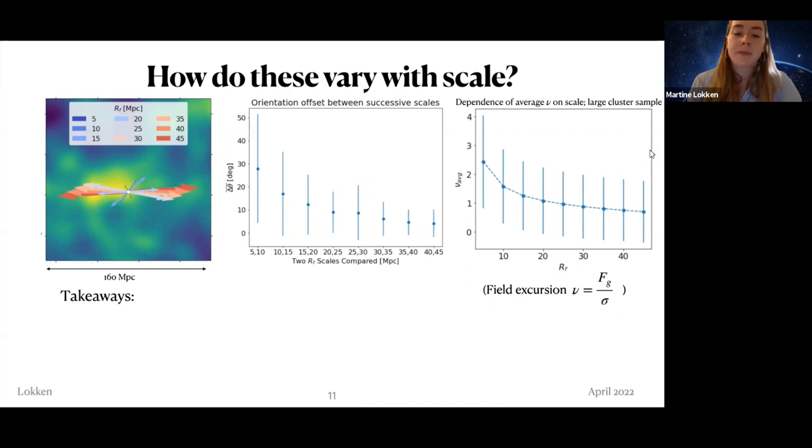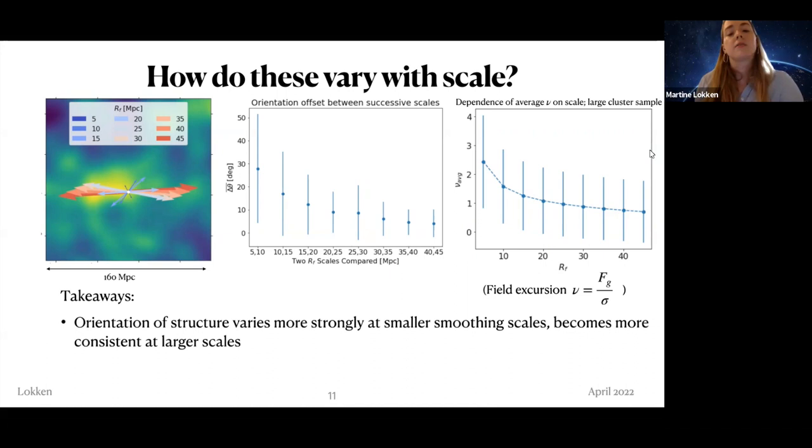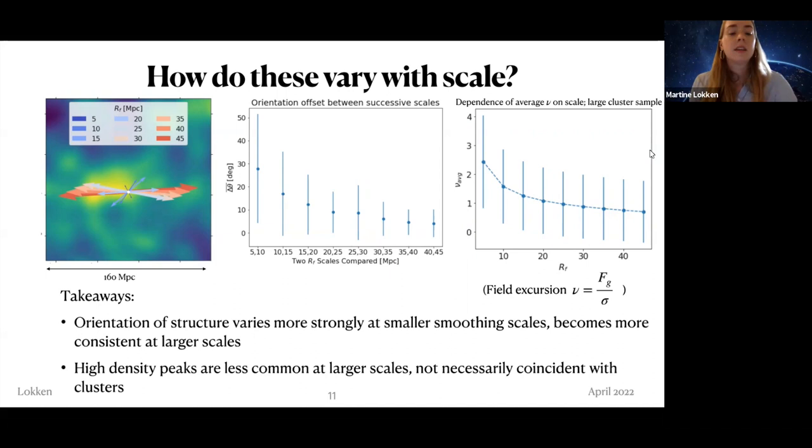So the takeaways of this is that, again, orientation of structure varies more strongly at smaller smoothing scales, but becomes more consistent at larger scales, and that high density peaks are less common at larger scales. And also they're not necessarily coincident with the location of small scale clusters.